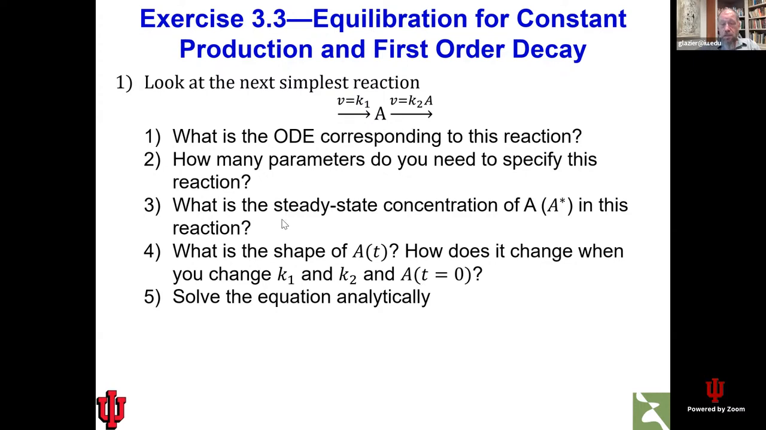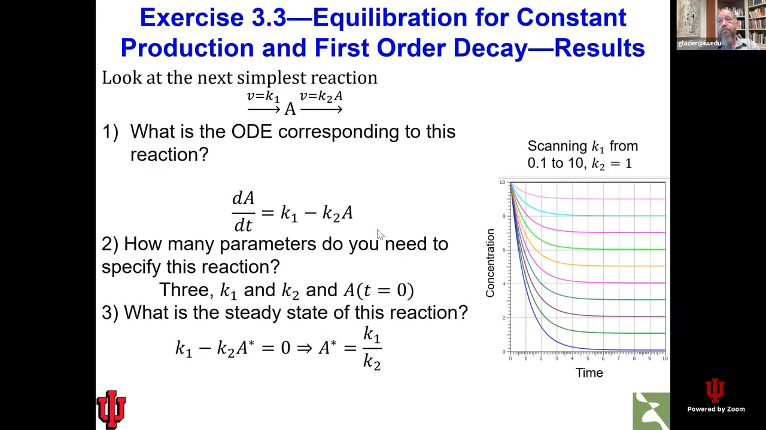Now the steady state concentration, how do you get the steady state? You set that derivative to zero. That would be K1 equals K2 times A star. Or A star is equal to K1 divided by K2. That makes sense. The faster you put the chemical in, the more you're going to have. The faster it decays, the less you're going to have. And so that's basically the result.